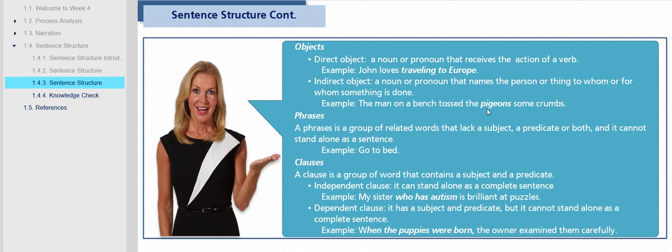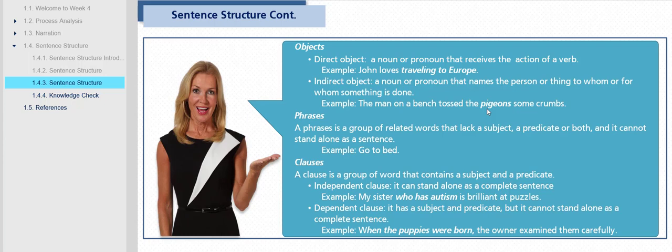object. Okay, so in this sentence, you have a slang. He said tossed the pigeons some crumbs, whereas correct English, the man on a bench tossed some crumbs to the pigeons. And so since to the pigeons is the second bunch of nouns after the verb, then it is an indirect object.